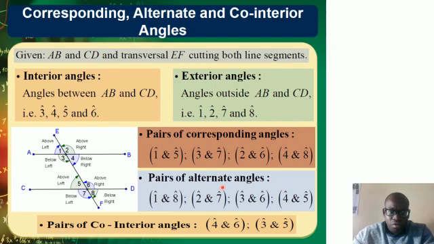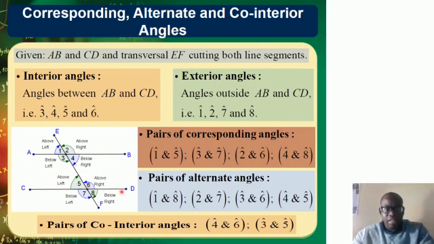Alternating angles or alternate angles: 1 and 8, 2 and 7, 3 and 6, 4 and 5. And can I see the pairs of co-interior angles? 4 and 6, and 3 and 5. Where is my C? Angles in a C are co-interior angles.